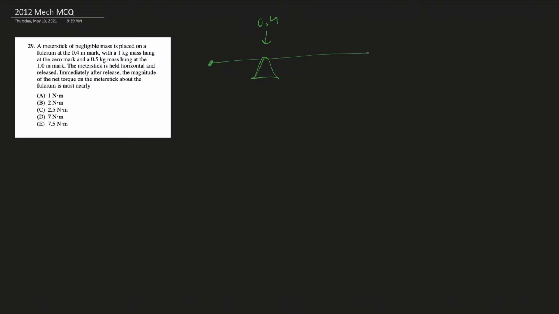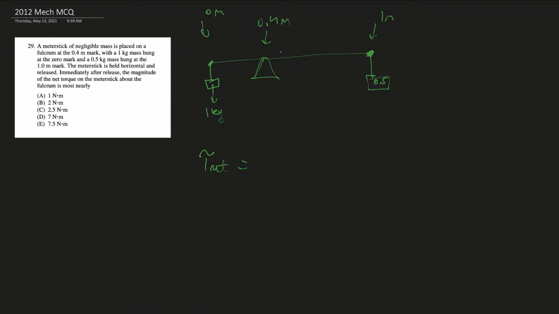And a 1 kilogram mass is hung at the 0 meter mark. So here's a 1 kilogram mass hung at the 0 meter mark. So this is 0 meters, 0.4 meters, and a 0.5 kilogram mass is hung at the 1 meter mark. So here's all the way at the end we have the 0.5 kilogram block that's hung here at 1 meter. So the magnitude of the net torque on the object.